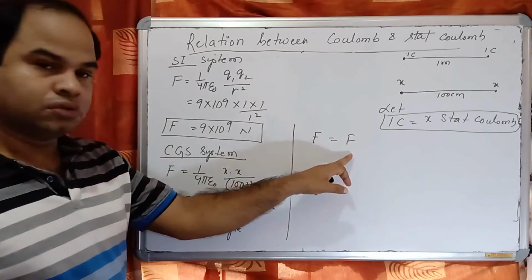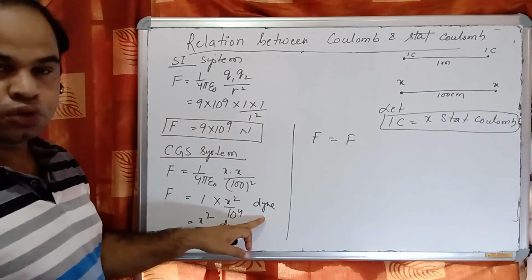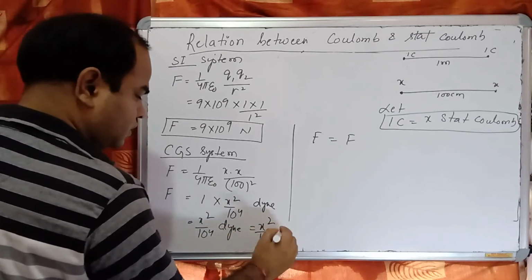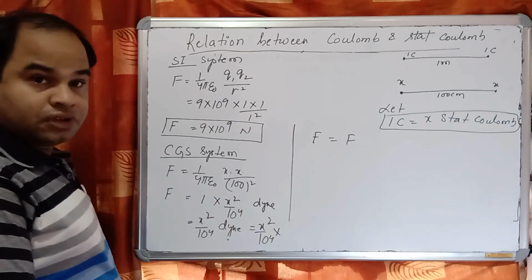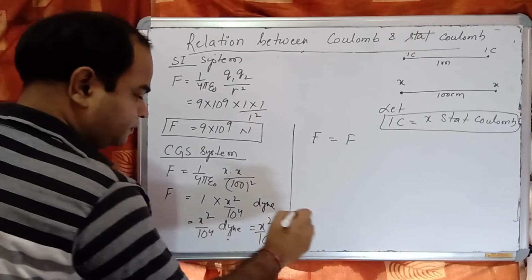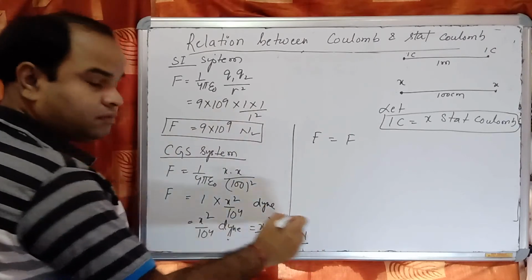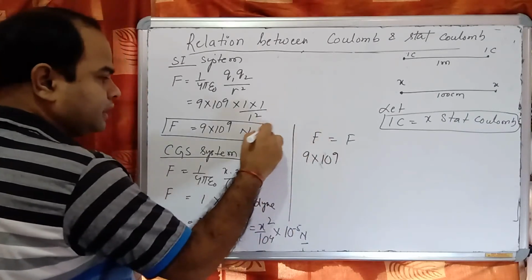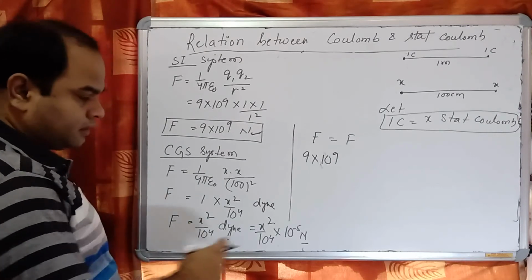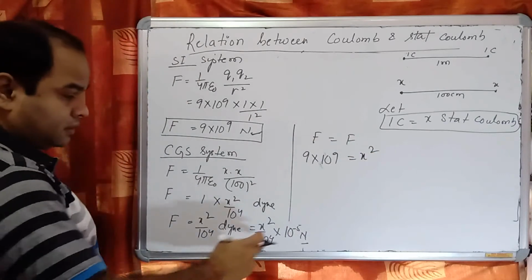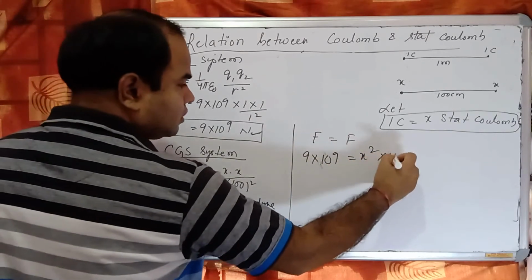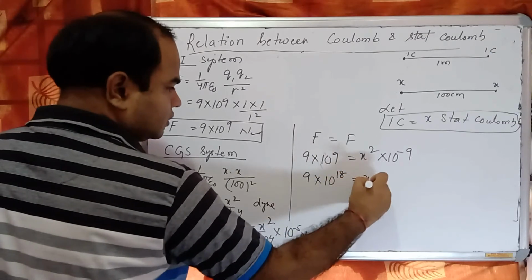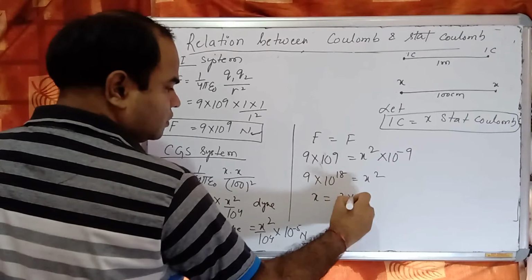But here one is in Newton and the other is in dyne, so let us convert dyne to Newton. So that is x square by 10 to the power 4, and 1 dyne is 10 to the power minus 5 Newton. Now both units are the same. So we write 9 into 10 to the power 9 equals x square by 10 to the power 4 into 10 to the power minus 5, so x square into 10 to the power minus 9. So we get 9 into 10 to the power 18 equals x square. So x is how much? 3 into 10 to the power 9.